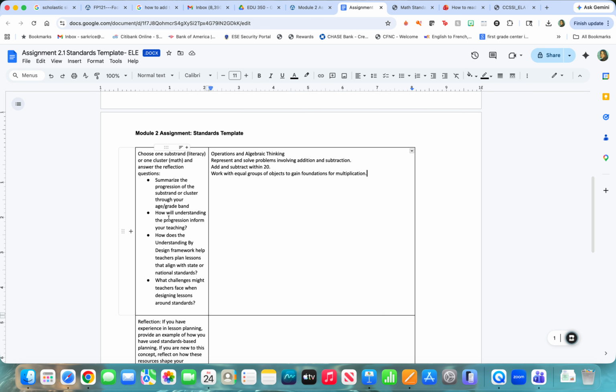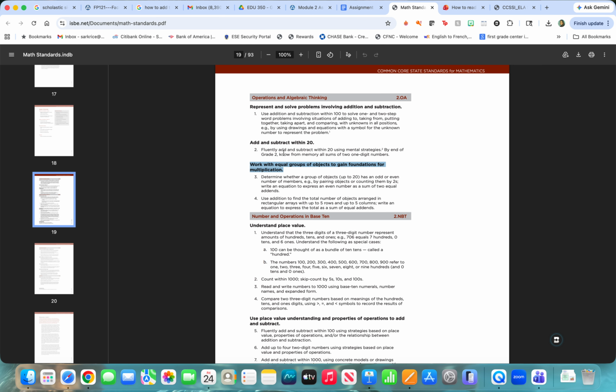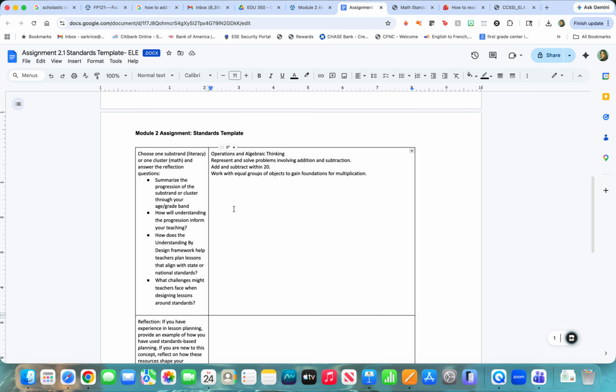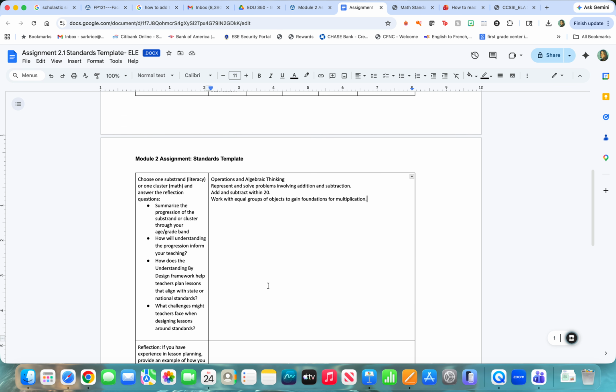Then I'm going to say, how will understanding the progression inform your teaching? So understanding how all of this progresses and works together, how does this help me understand my teaching, right? First, they need to be able to represent and solve problems involving addition and subtraction. Then they can add and subtract. Then they work with equal groups of objects to gain foundation in multiplication. So how does all of this work together? And then why is it important for me to understand that, and how will my understanding of that support me in teaching? And then I need to talk about understanding by design and how it will help align with state standards, and then challenges that I might face, and then my own personal reflection.